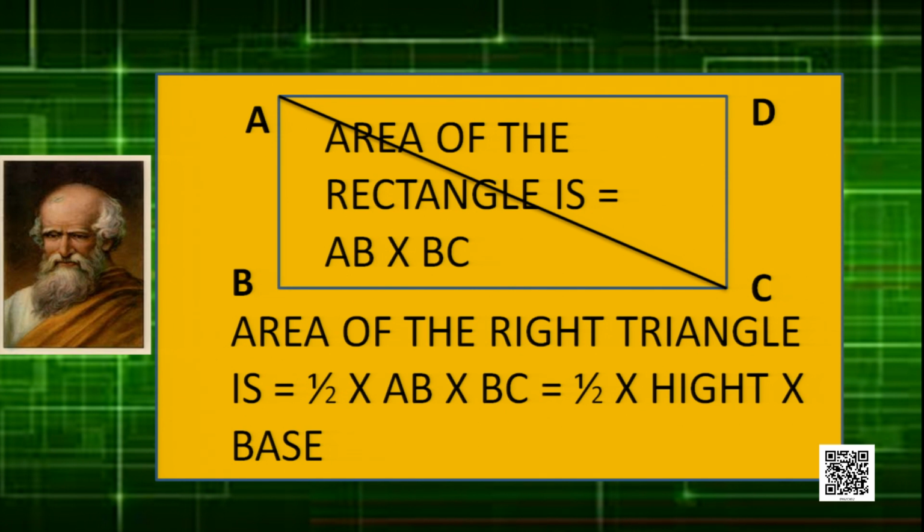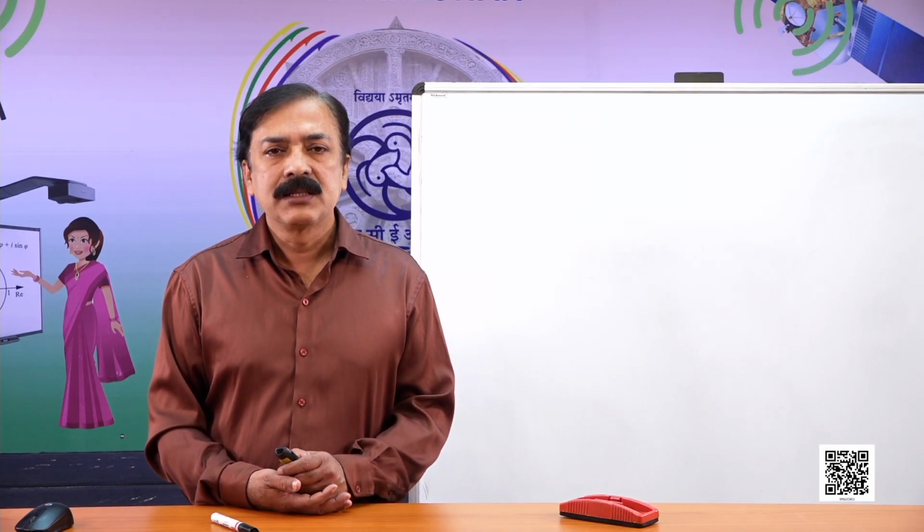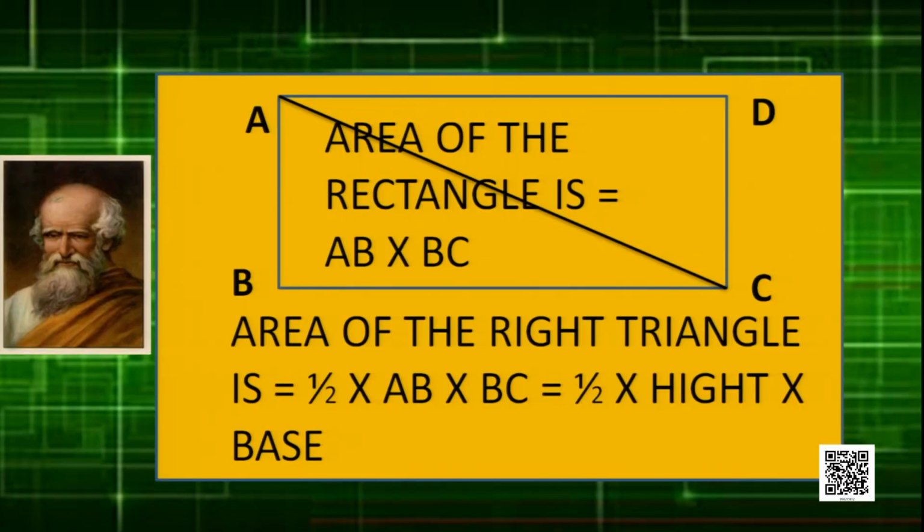And what is AB? If we consider it to be a right triangle, then AB is said to be the height and BC is said to be the base. Alternately, we can also say that BC is the height and AB is the base, but here we have taken AB as the height and BC as the base.